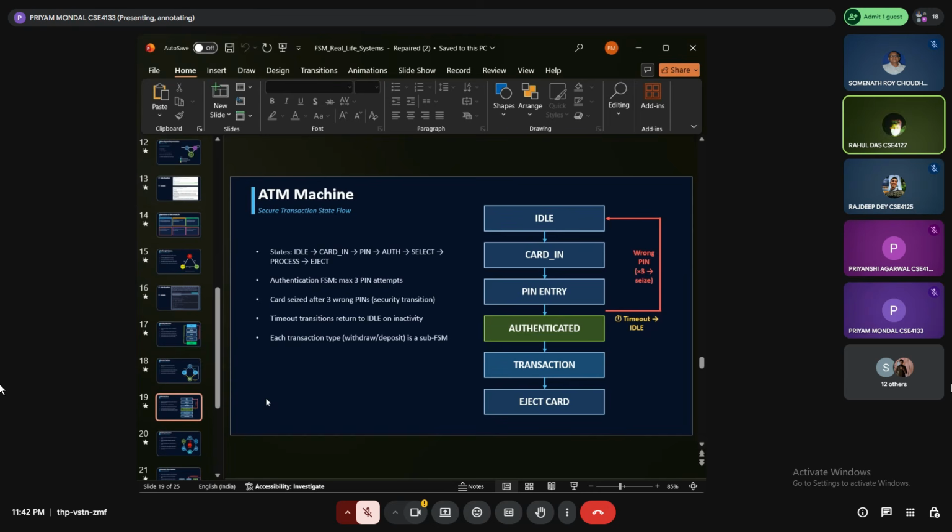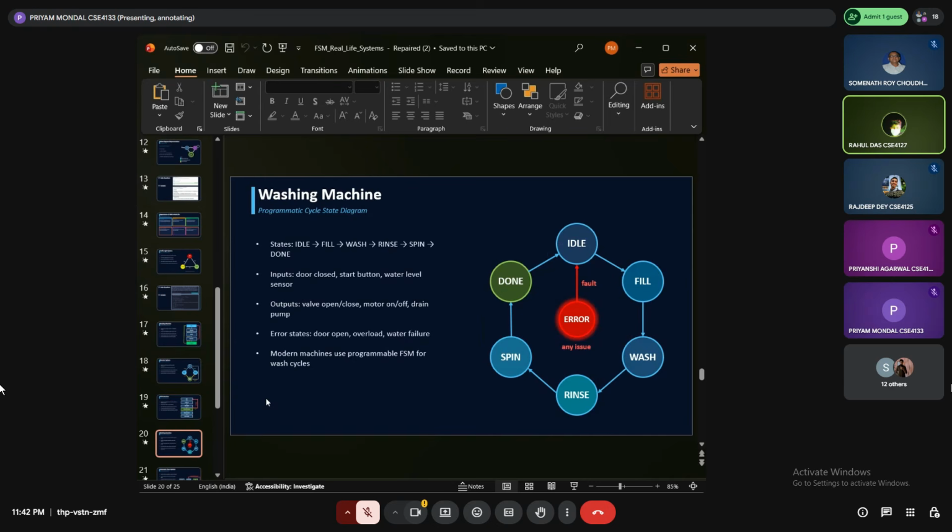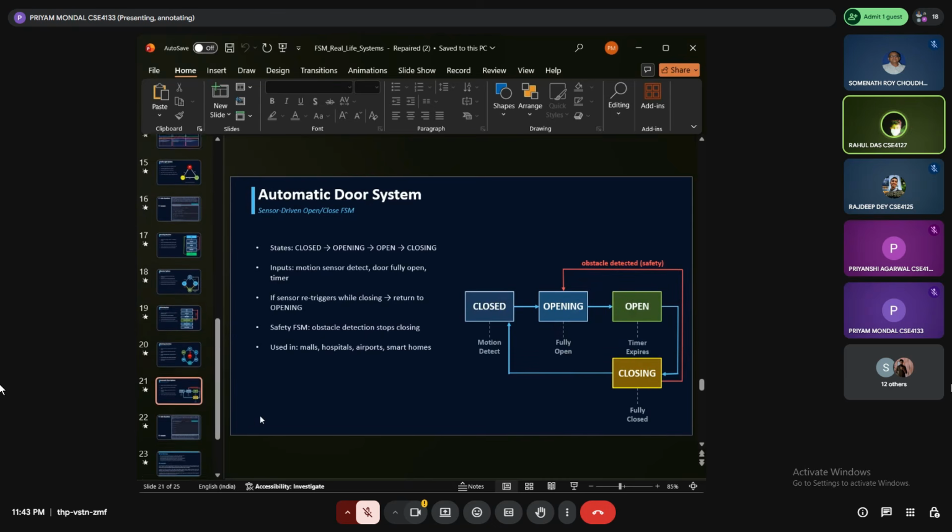Change the slide. Now the washing machine. A washing machine goes through fixed stages: fill, wash, rinse, spin, done. It only moves to the next stage when a condition is met, like the water level being reached or the timer being done. If something goes wrong, like the door opening or water failing, it goes to the error state. Simple step-by-step control using FSM. Change the slide.